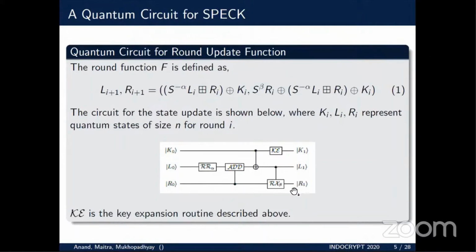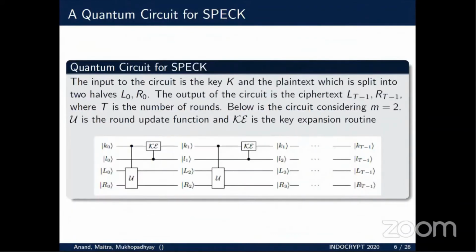So L1 and R1 are the second step of the state update function, where the key comes from the key expansion, which I've already discussed above. So the complete circuit for this SPECK can be created something like this. We do it for T rounds, where U is the round update which I described before, and K is the key expansion, and we get LT-1 and RT-1, which is the ciphertext.